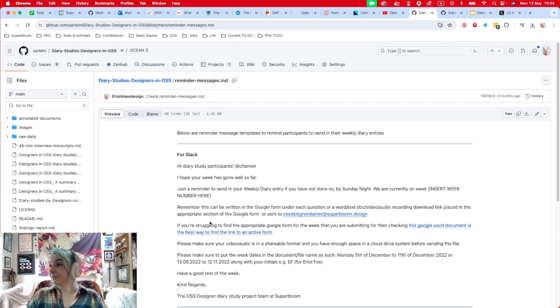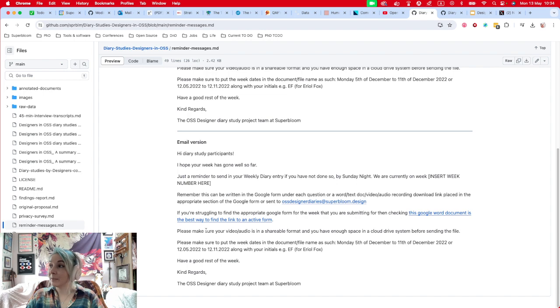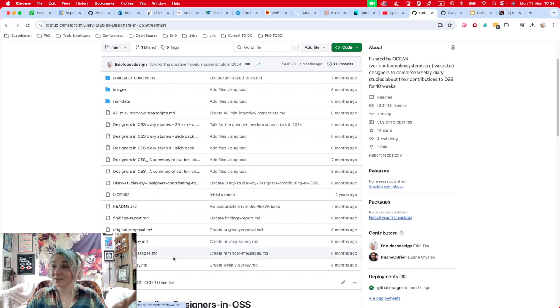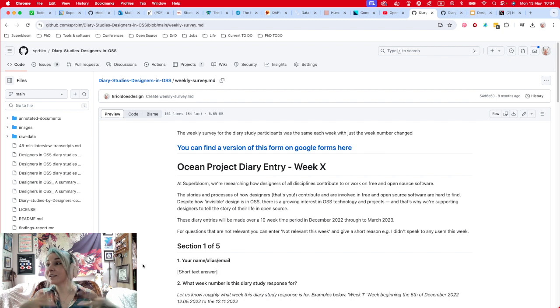But we offered a few different ways where people could input, because we also recognized that this was a big ask for people to offer this information. So we made these notifications for things like Slack or emails. If people are looking at doing this kind of diary study themselves, there's a lot of templated assets that you can use, which is part of the theory of openness that Superbloom as an organization has.